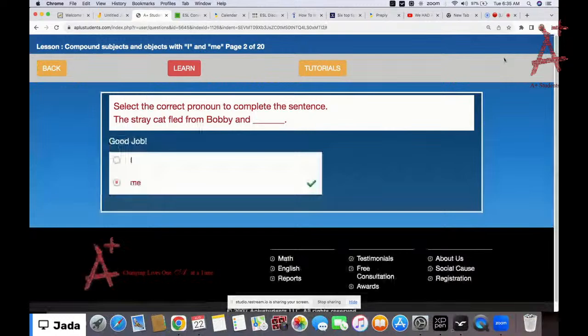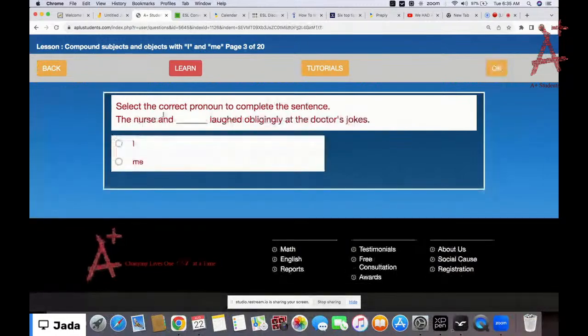Okay, perfect, correct. So now the nurse and Dash laughed obliquely at the doctor's joke. So what is it gonna be? So yes, okay, laughs, obliquely, and right. So what's gonna be the answer here? And I. Okay, perfect. Because if you remove the nouns now, it could be I laughed, right? So me, yeah, good answer.